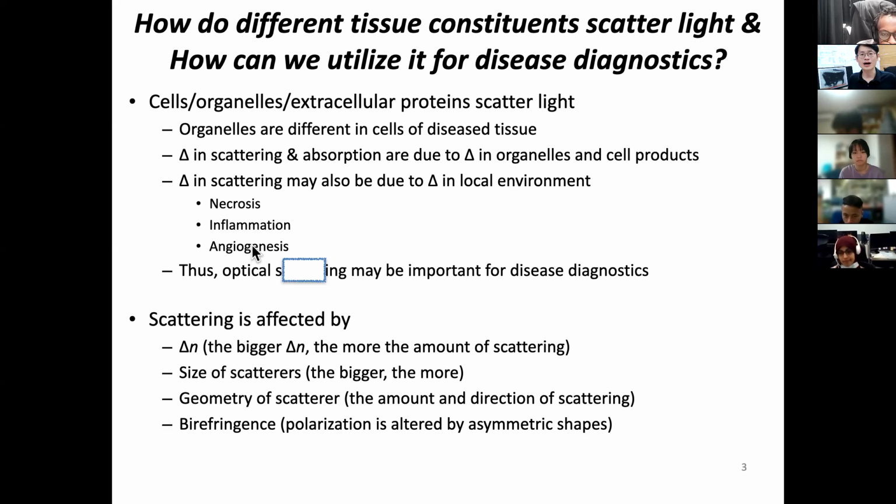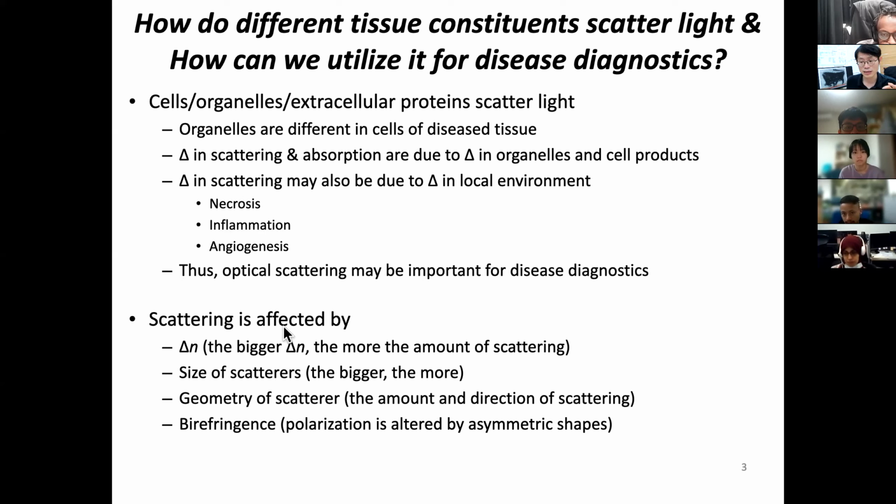But when you practice and exercise hard, your heart will make more microcapillaries. That's a good aspect of angiogenesis. We can even talk about therapeutic angiogenesis. But these will eventually change the scattering of the light, and you may want to utilize it. So thus, optical scattering may be important for disease diagnostics.